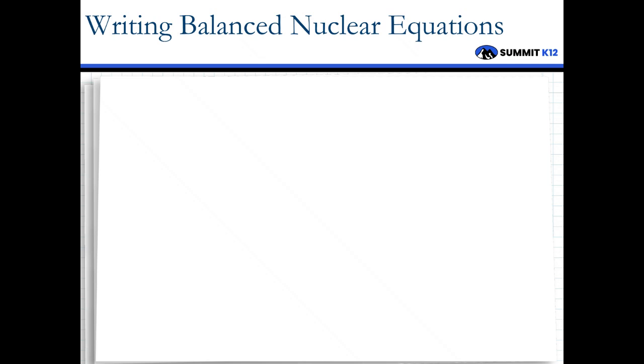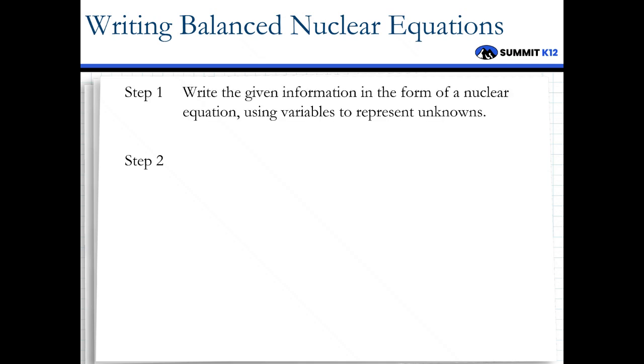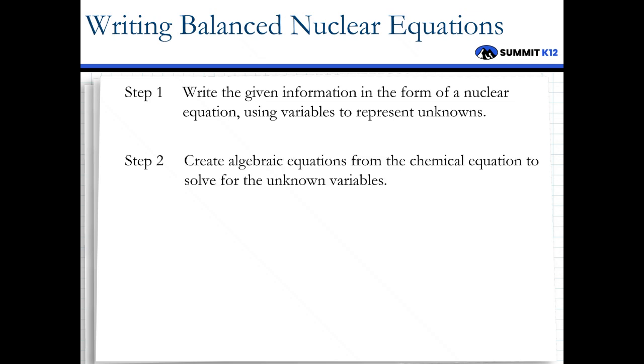So now we are going to talk about the steps to balancing a nuclear equation. The first step is write the given information in the form of a nuclear equation using variables to represent unknowns. And the second step is we're going to create an algebraic equation from the nuclear equation to solve for the unknown variables.